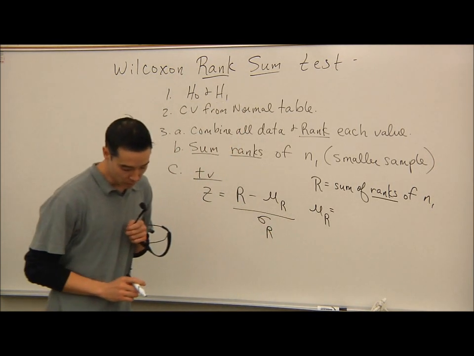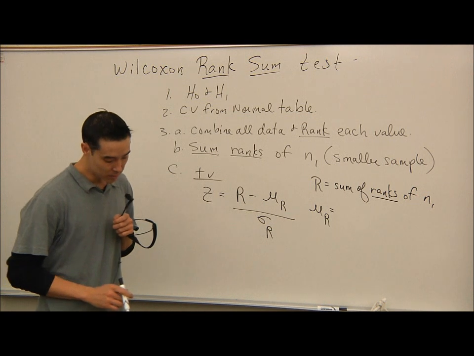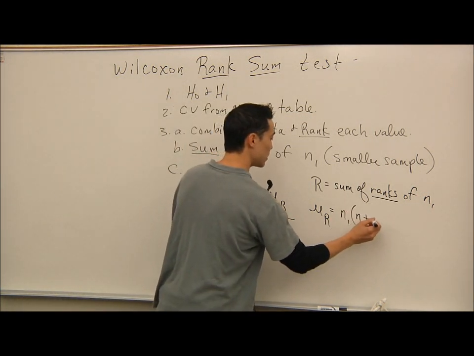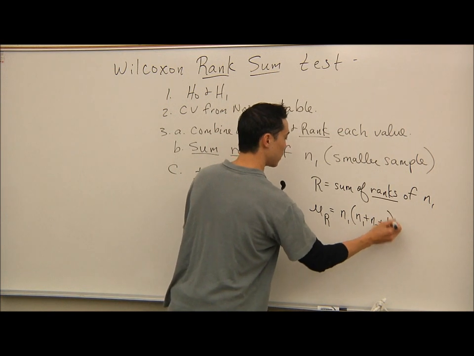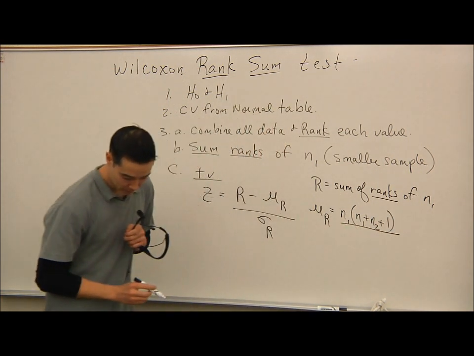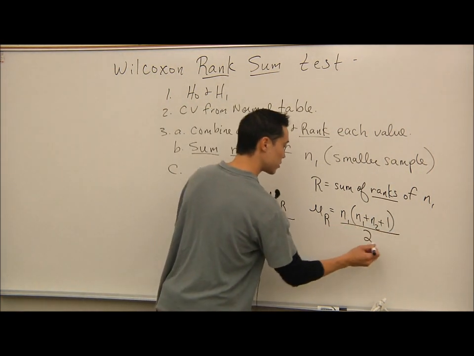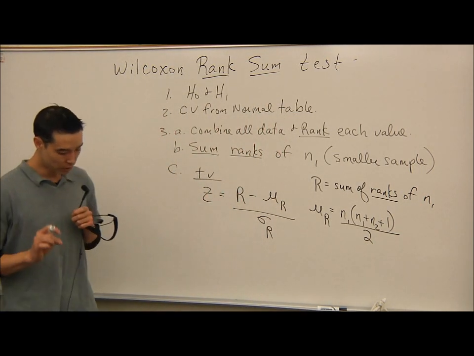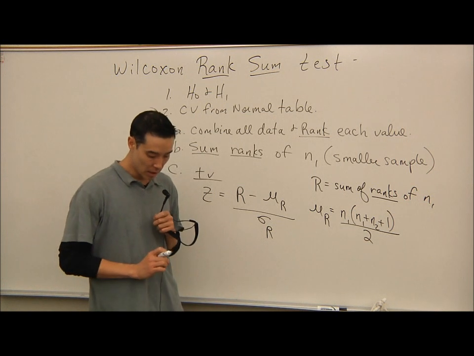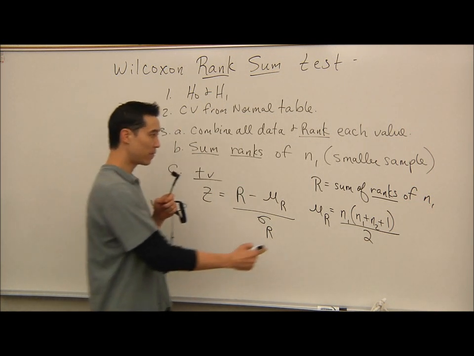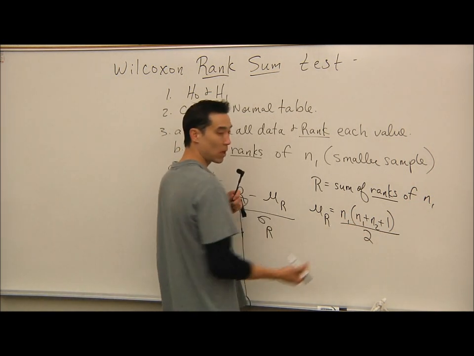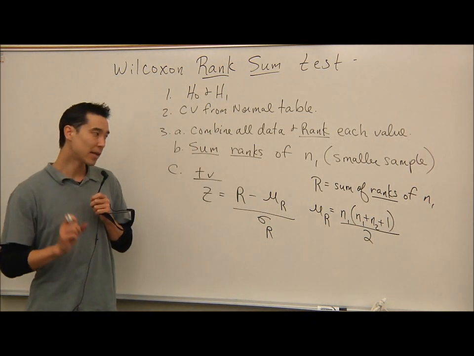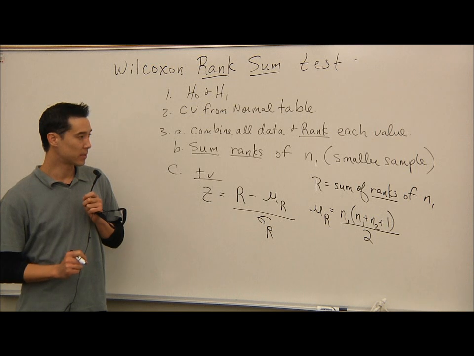So here's your formula for mu sub R. N1 times parentheses N1 plus N2 plus 1, all divided by 2. Okay, it's just a formula. So it's N1 times parentheses N1 plus N2 plus 1 in parentheses, all divided by 2. Now if N1 is the smaller sample, then N2 obviously is the larger sample. Okay? Again, unless that one instance where you have the same sample size for both.